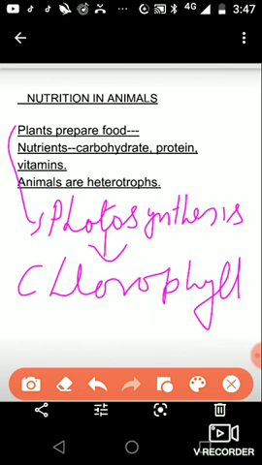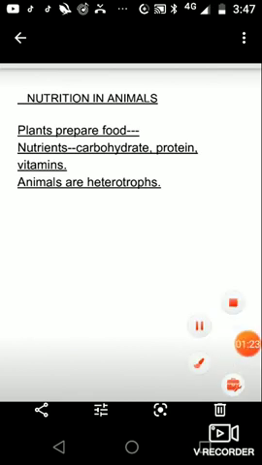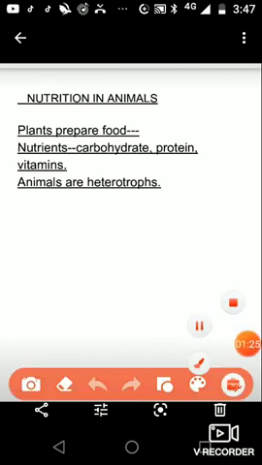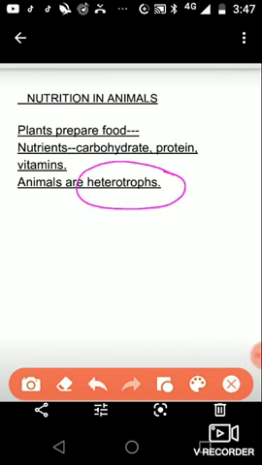But animals do not prepare their food because they do not have chlorophyll. So animals exhibit a heterotrophic mode of nutrition. To stay alive, animals also need food. So how do these animals get their food? Animals get their food from plants, either by directly eating the plants or indirectly by eating animals that eat plants. Let us understand this.